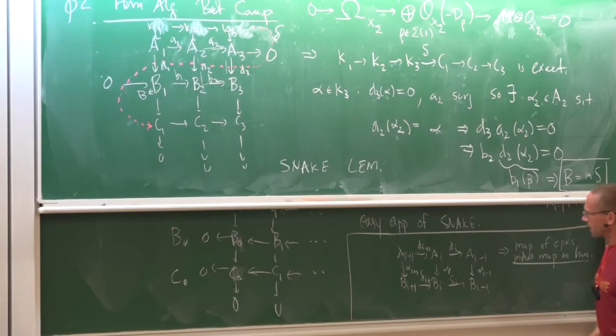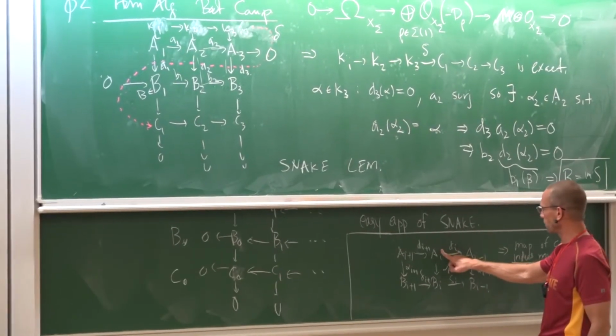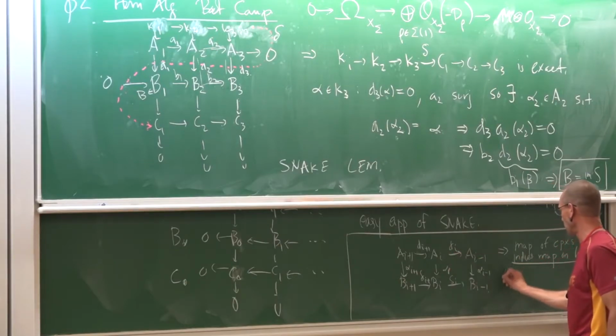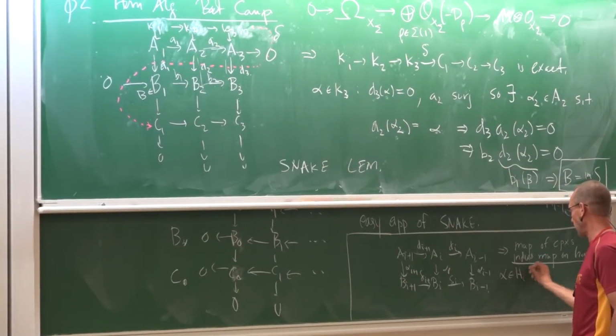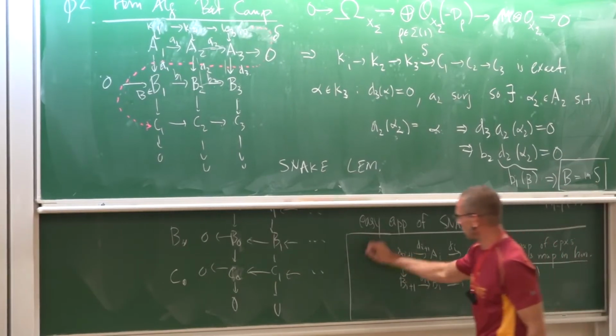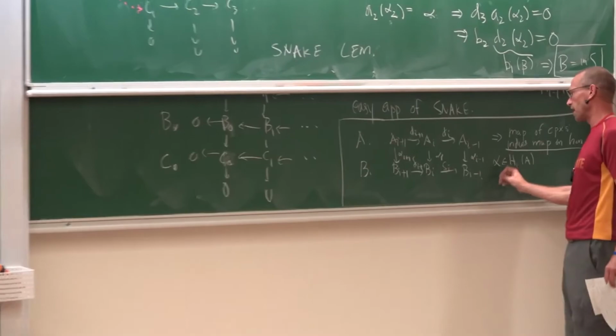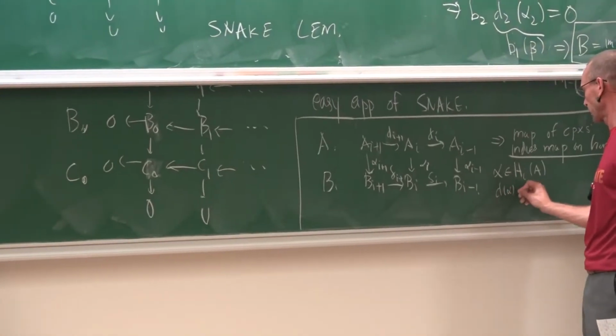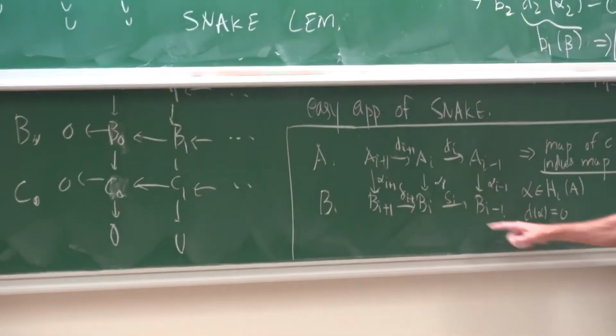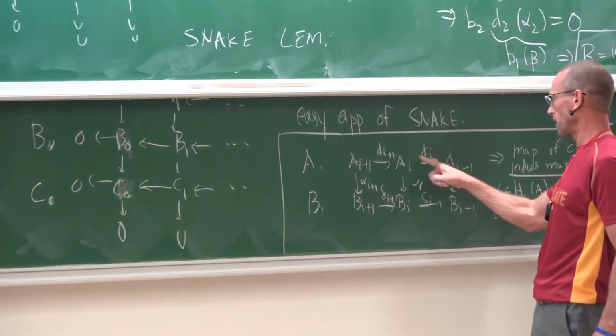So again, last diagram chase, how would we see that? Let's see the map on homology. Let's suppose that alpha is an element of H_i of A. This is my complex A, this is my complex B. So in particular, that means d alpha goes to 0. D of alpha_i is 0.